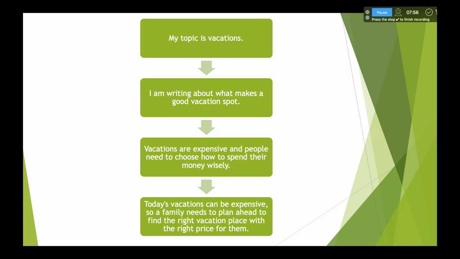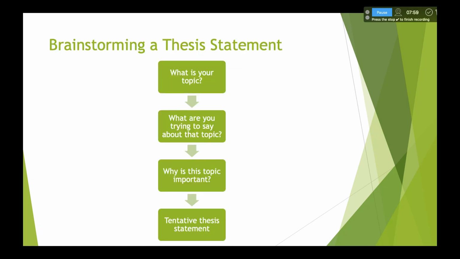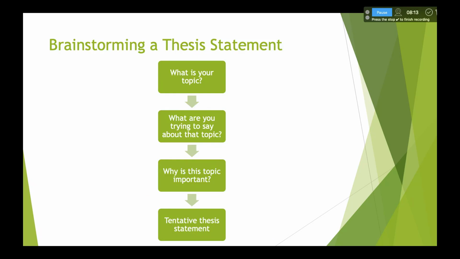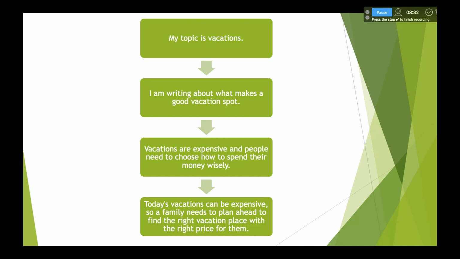So let's take this brainstorming list here and put it to a different topic. So let's just say I want to write about vacations. And so that's what I'm going to write about. My topic is going to be about vacations. But what do I want to say about vacations? What do I want to get across to my audience? Because you could say and write about so many things within the realm of vacations. So what do I want to say? Okay? And what I want to write about is what makes a good vacation spot.